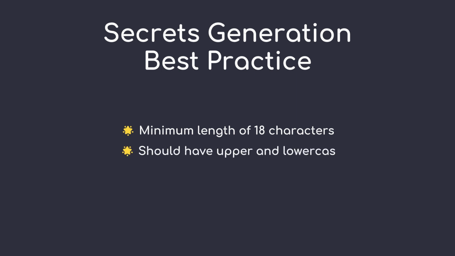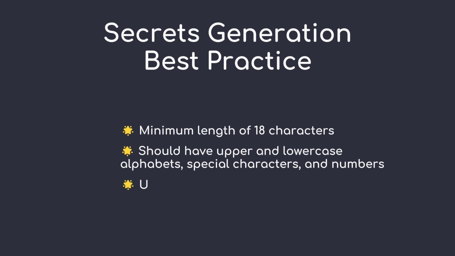When generating secrets, a good rule of thumb is to have a minimum length of 18 characters, and it should have upper and lowercase letters, special characters, and numbers, and it should be generated using a secure random algorithm.